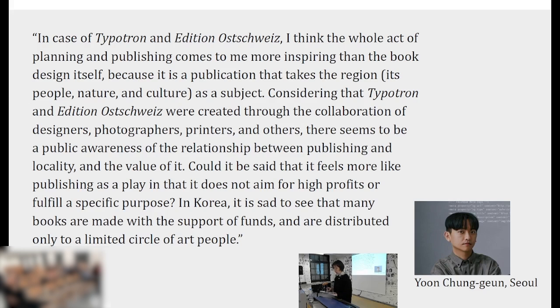The last one is also a graphic designer based in Seoul, Yun Chung-gun. He says, in the case of Tipotron and Edition Oschweitz, I think the whole act of planning and publishing comes to me as more inspiring than the book design itself, because it is a publication that takes the region, its people, nature, and culture as a subject. Considering that Tipotron and Edition Oschweitz were created through the collaboration of designers, photographers, printers, and others, there seems to be a public awareness of the relationship between publishing and locality, and the value of it. Could it be said that it feels more like publishing as a play, in that it does not aim for high profits or fulfill a specific purpose? In Korea, it is sad to see that many books are made with the support of funds and are distributed only to a limited circle of art people.